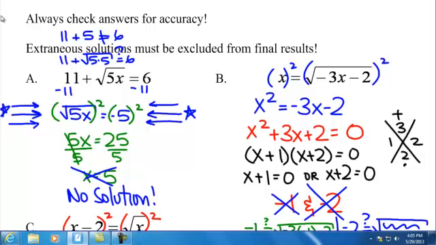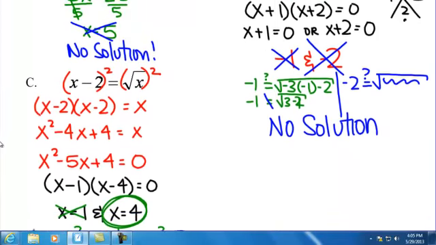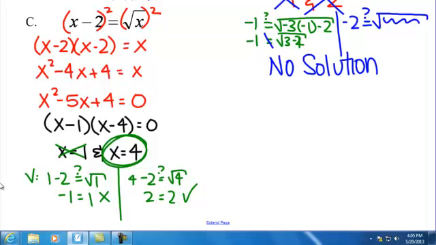But when you plug that back in, you get 11 plus 5 equals 6 instead of 11 minus 5, and that is not true. So that means 5 doesn't work, that there's no numbers on this planet that will make that work. And then C, similar to that, we had to square both sides.